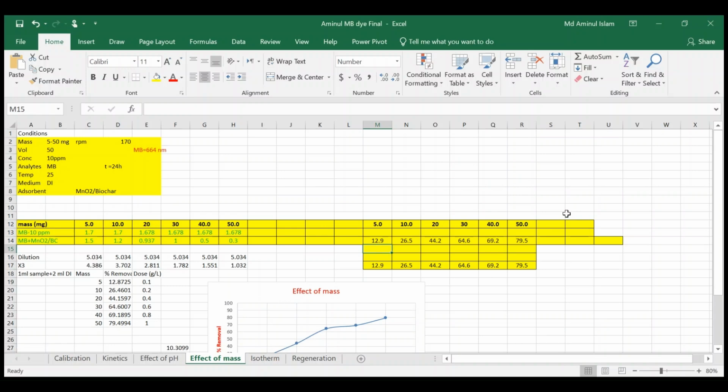In my previous videos, I showed how to calculate amount adsorbed and percent removal for adsorption kinetics and effect of pH. These videos have been very popular. Therefore, in this video, I would like to show you how to calculate percent removal for effect of adsorbent dose.